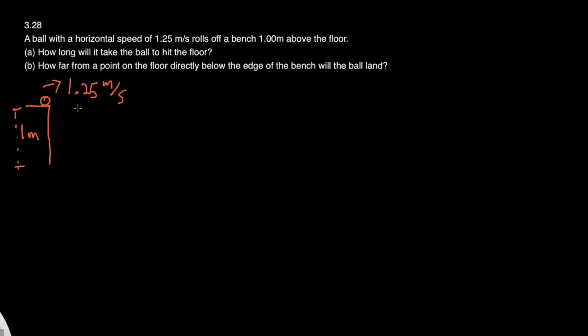So now we have two different components here. We have the x component, which has an initial velocity of 1.25 meters per second, and we have the y component, which is essentially free fall. So let's figure out how long it will take the ball to hit the floor, using our equation that relates distance and acceleration. The final position y final is equal to the initial position, y initial, plus the initial velocity in the y direction times time plus 1/2 times the acceleration times time squared.